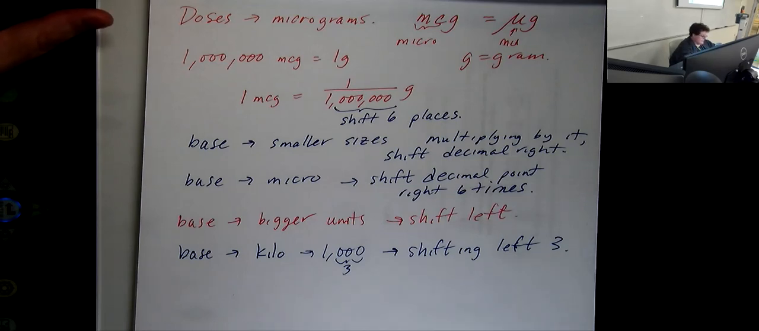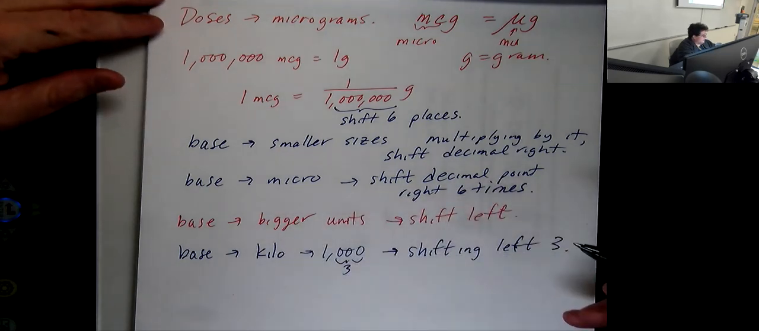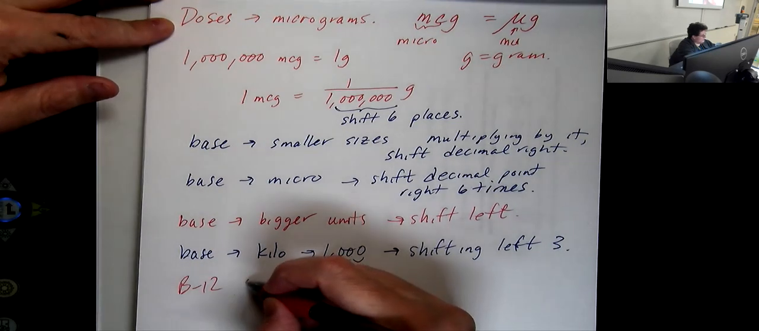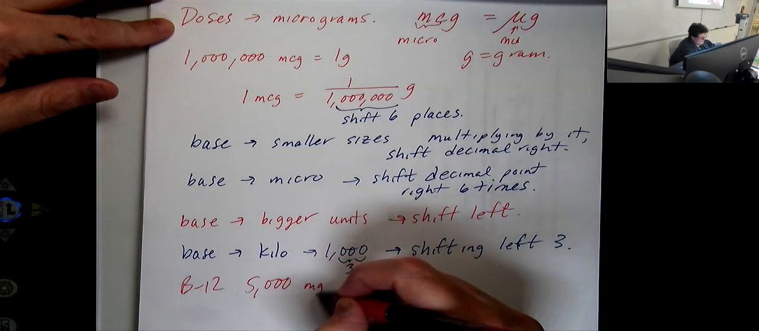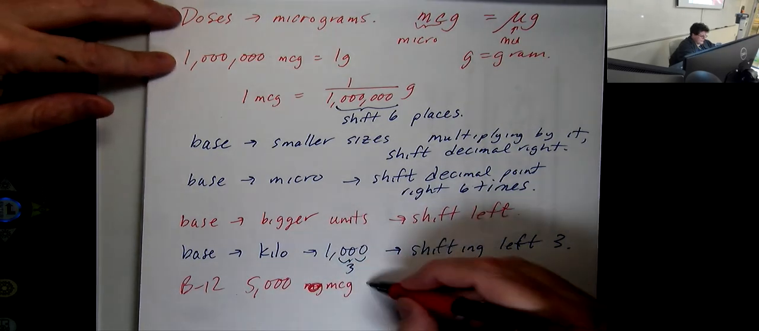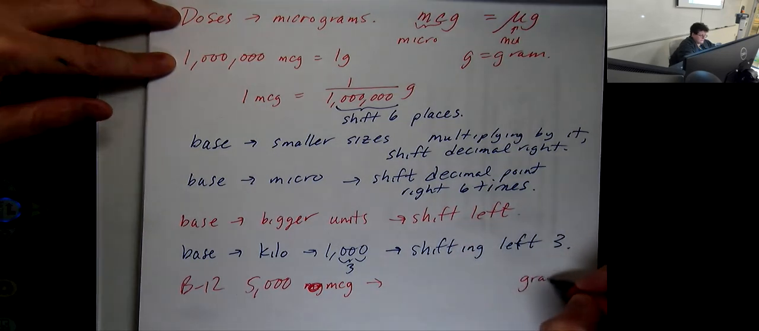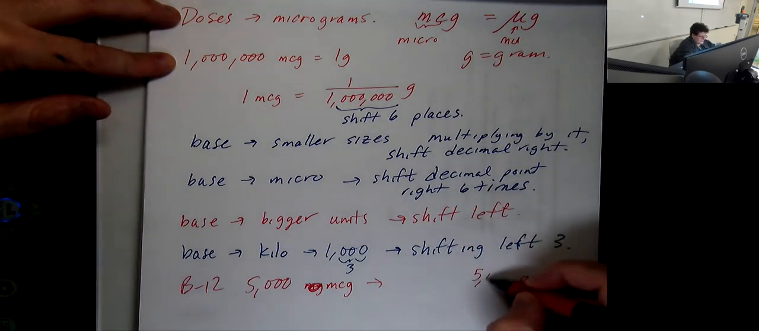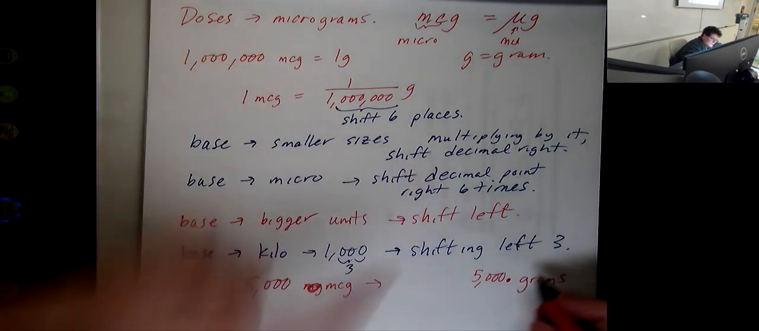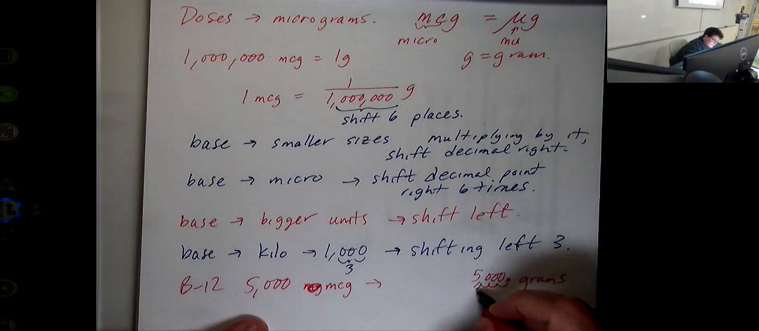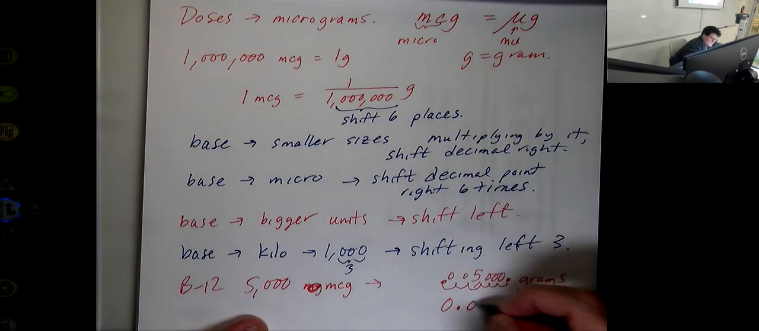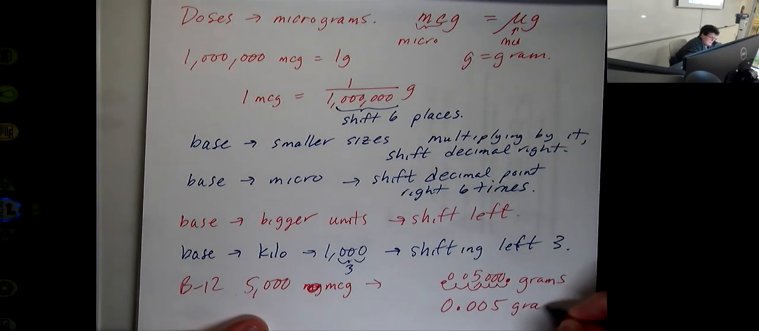Some examples of this, like B12. B12 pills often come in like 5,000 micrograms. How many grams is that? If I want to go to grams, I start with the 5,000, the decimal is here, and micro is the one that has 6 zeros. So I'm going to shift it left 6 times. It's 0.005 grams. Not very much.